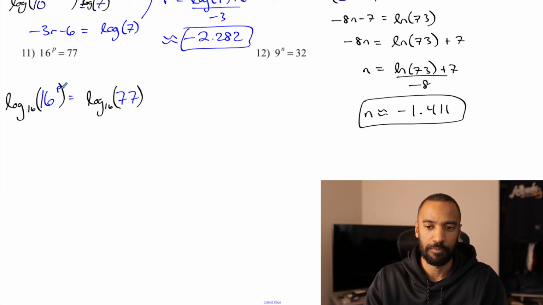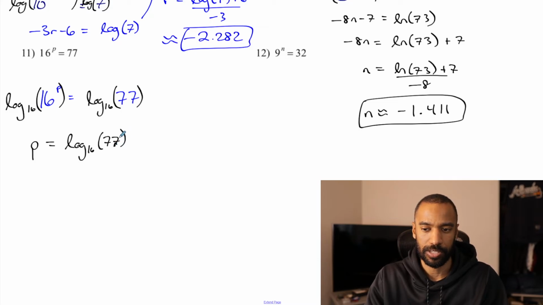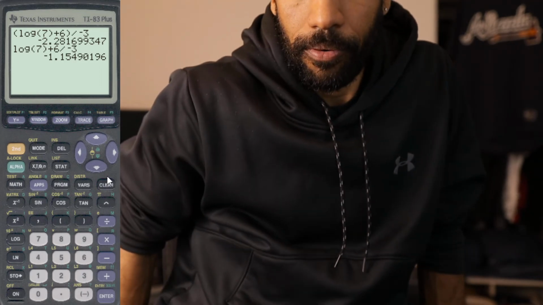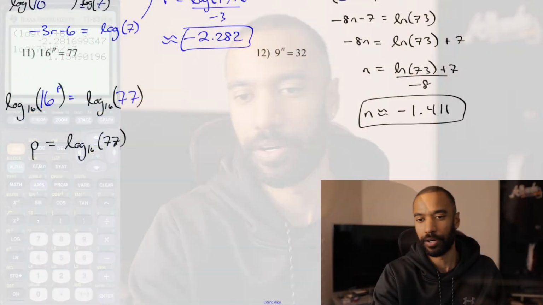Log base b of b to the x equals x. This would be left with p on this side and log base 16 of 77 on this side. The problem is our calculators cannot change the base for log. When you just type log, it's just log base 10. Fortunately, there is a property that allows us to do it, and that was what I wrote up here earlier.